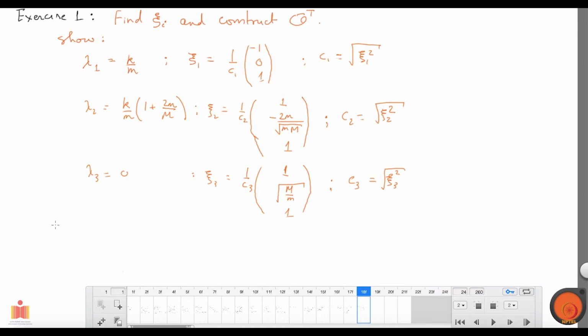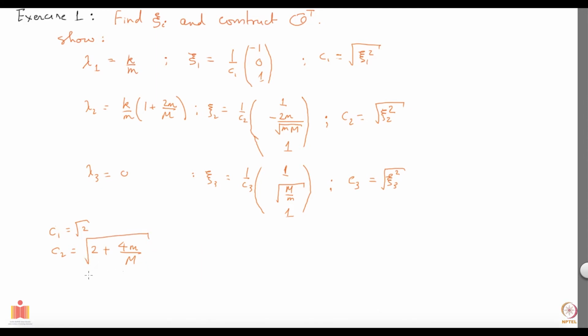Now it's trivial, but I will nevertheless write down. Your C1 is root 2, C2 is 2 plus 4m over m in the square root, and C3 will turn out to be 2 capital M over m. Okay, so please do these exercises.